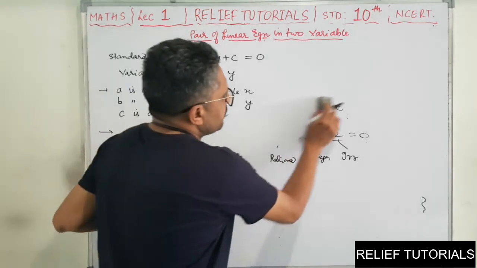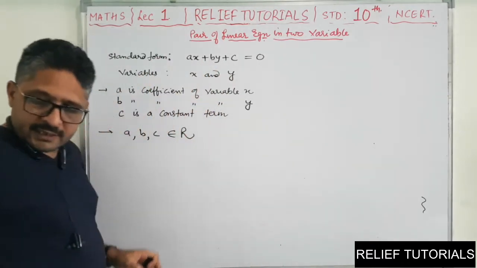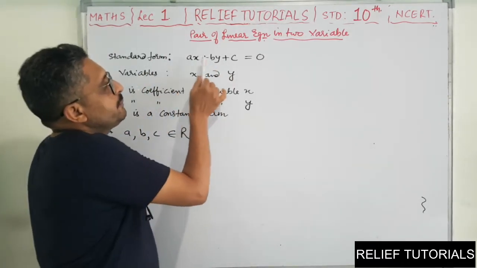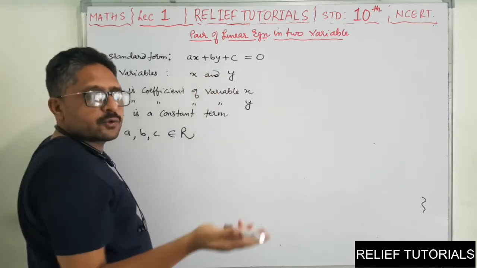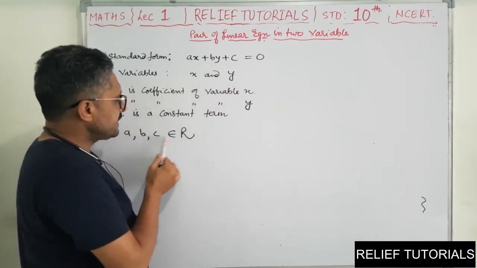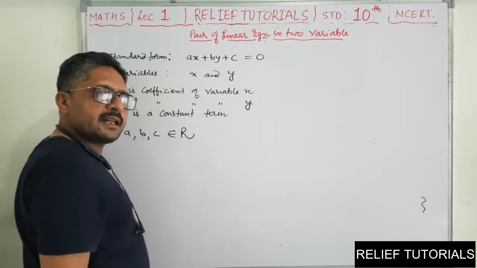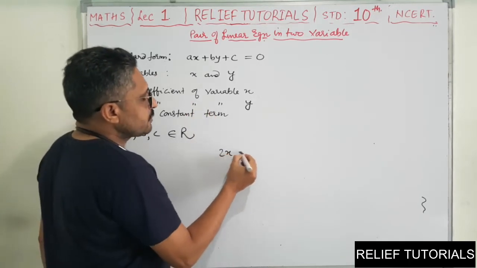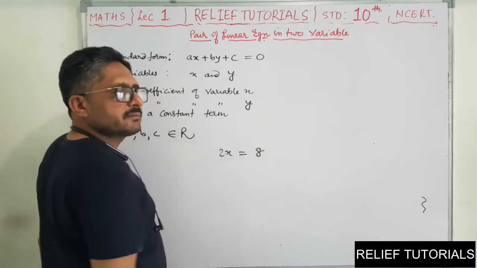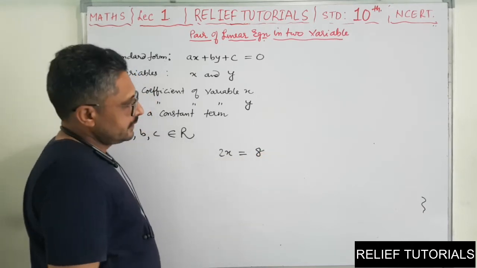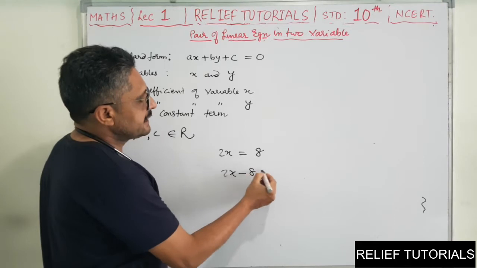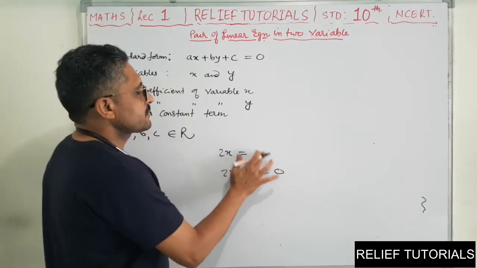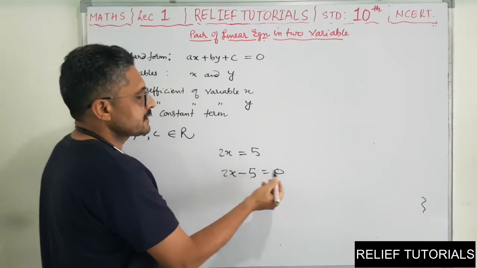Okay, so now a belongs to real numbers, which means 0 is also a real number. So a can be 0, b can be 0, and c can also be 0. Why? Because a, b, c belong to real numbers and 0 is a real number. So our equation can be this way also: 2x equals 8, or you can say 2x minus 8 equals 0. Or suppose we say 2x minus 5 equals 0.